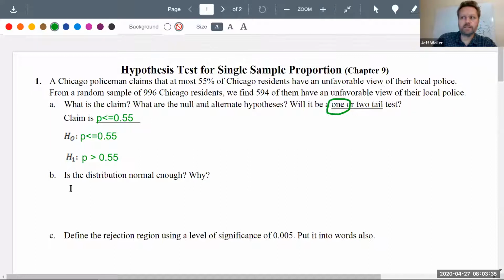Now, here's something different that some of you guys still don't get. Whenever you're dealing with percentages, how do you show that it's normal enough? Don't say n greater than 30. That's for means. What's the test for percentages? Anybody? Anybody?